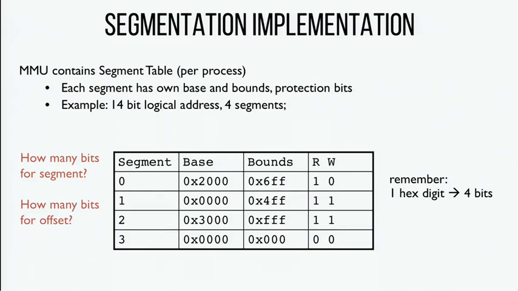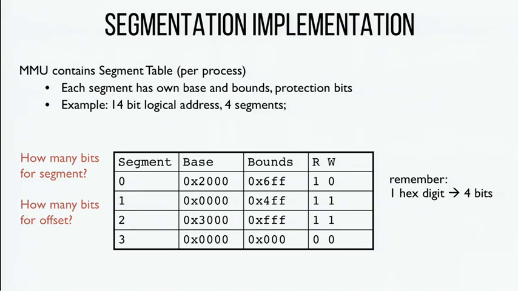Okay, so let's look at some details to make this concrete. So before, our MMU had just a single base and bounds register. Now we'll make it so that it contains a segment table that corresponds to the currently running process. So every process will have its own segment table, right? So when we switch to a process, we will load the MMU with the segment table that's associated with that process. And if we have four segments, our segment table will have four rows. And basically, it tells us segment 0 lives at physical memory address 2000. That's its base register, and that's its size.